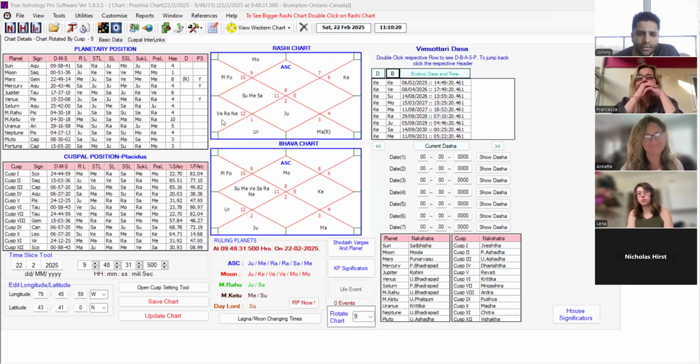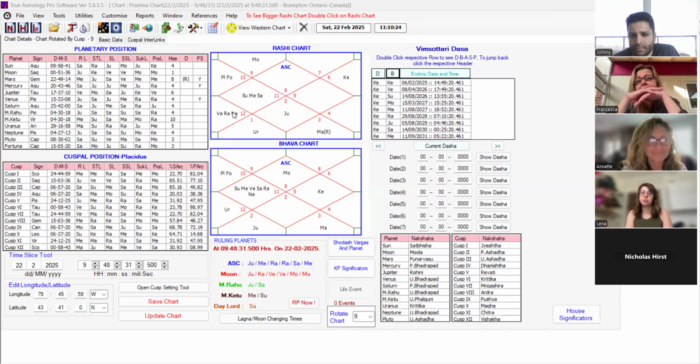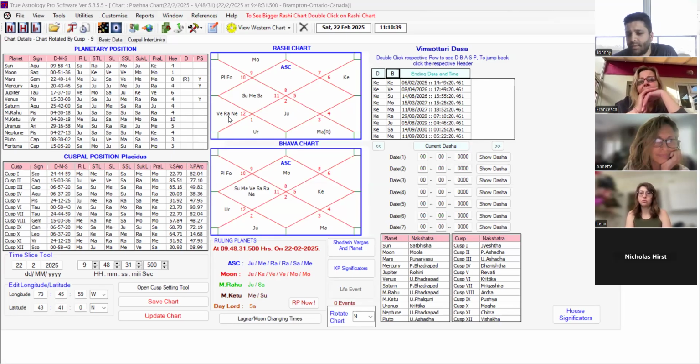Here, Venus and Rahu sitting together. Ignore Neptune. Just give me an example according to Nadi astrology. We have Venus and Rahu sitting together. Rahu is your north node. For whoever doesn't know what the north node represents, it's the north node of your moon. Your moon has two nodes, north and south.